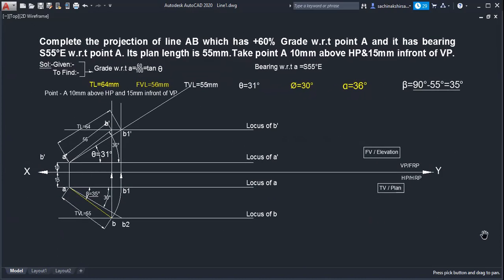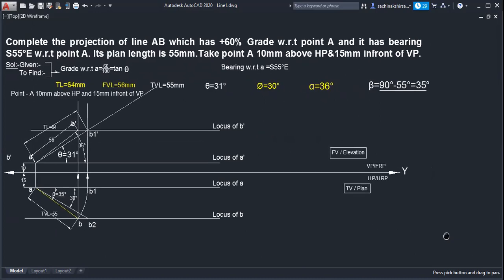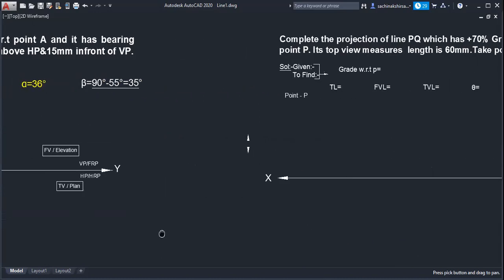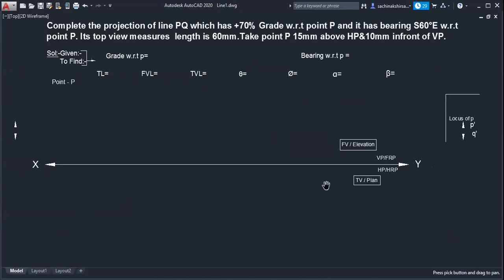Shall we go next? Yes, sir. In the language of cricket, I will say we are at the last power play.